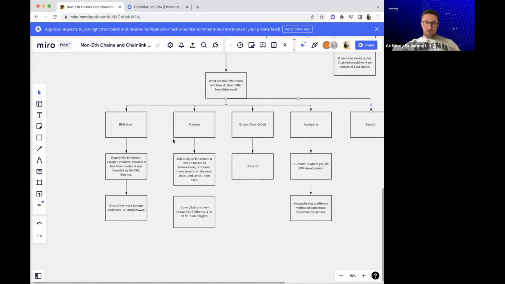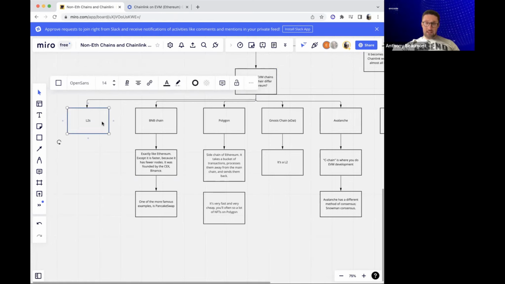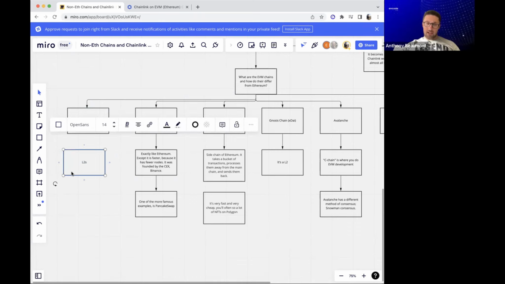Then we kind of get on to the more of the layer twos, really. And layer twos, well, there's various ways to do it. ZK rollups, optimistic rollups. But basically what we're trying to do is, again, process a set of transactions off-chain in order to make the main chain run faster. And then what we're trying to do is send a proof to the main chain that something has happened without having to process every single transaction, and also trying to prove it's happened without necessarily proving the nature of those transactions. Let's do it faster.